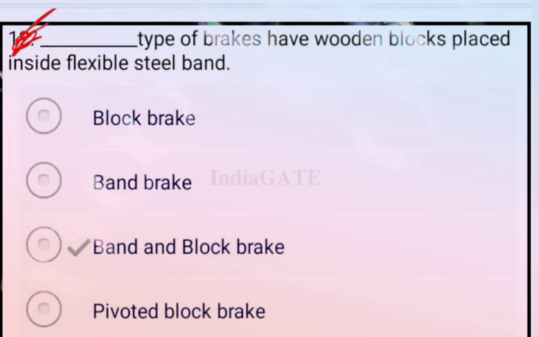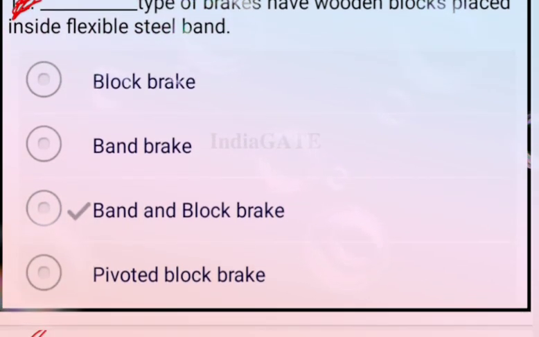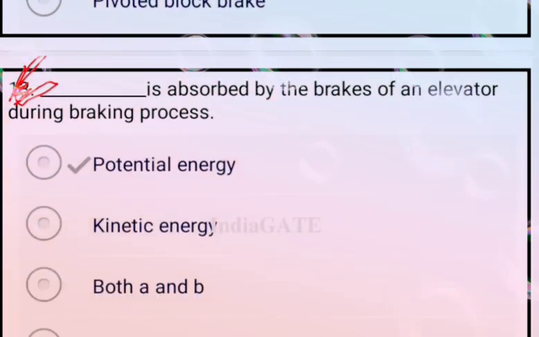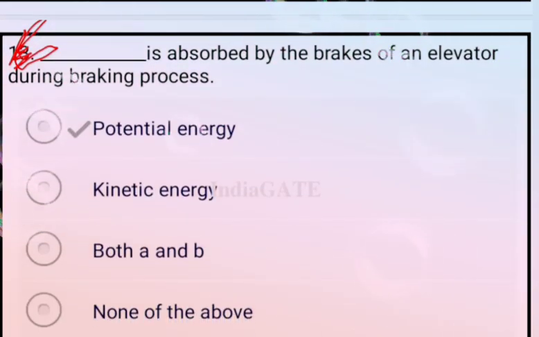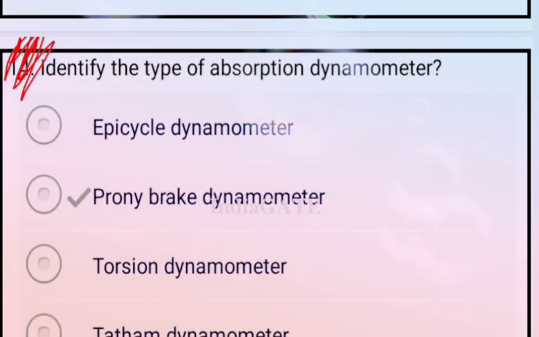Now this type of brake has wooden blocks placed inside a flexible steel band. So option C is your correct, meaning band and block brake. Now come to the next question. Dash is absorbed by the brakes of the elevator during the braking process, that is called your potential energy. So option A is your correct answer.